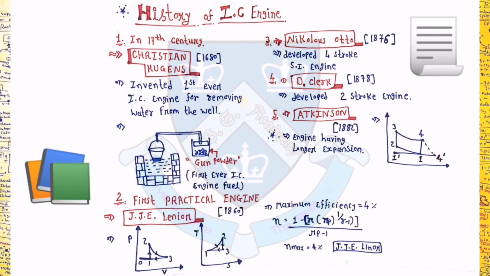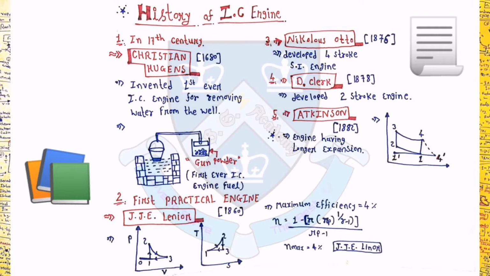Then in 1876, Nicholas Otto developed one SI engine which is a 4-stroke. Then in 1878, D. Clerk developed one 2-stroke IC engine. Then in 1882, Atkinson developed an engine. This is some history about the IC engine.